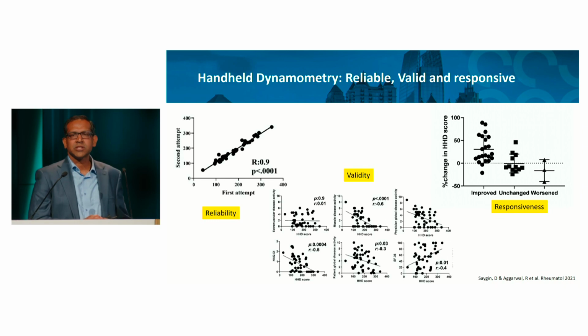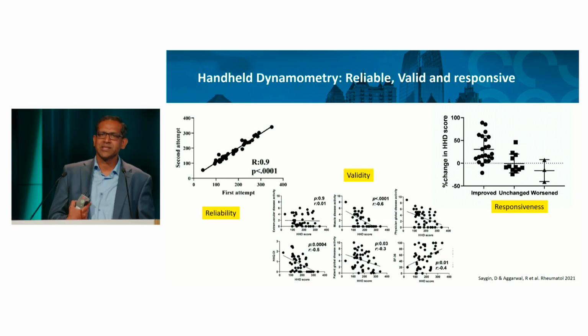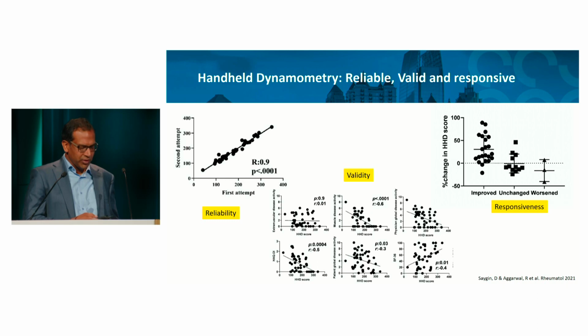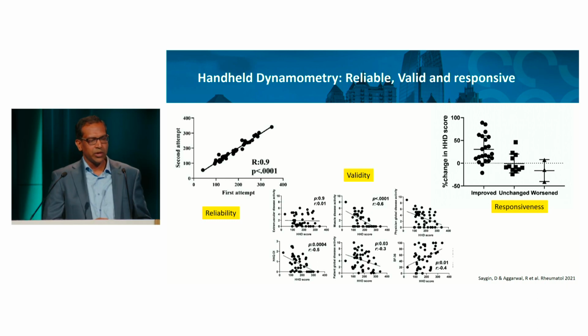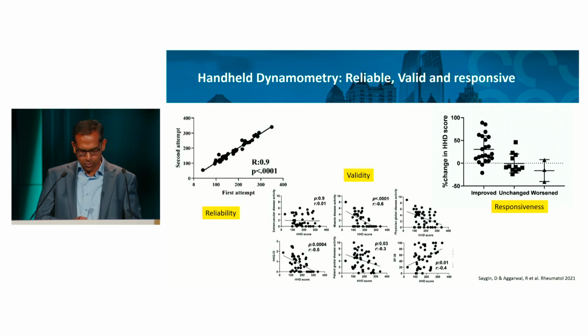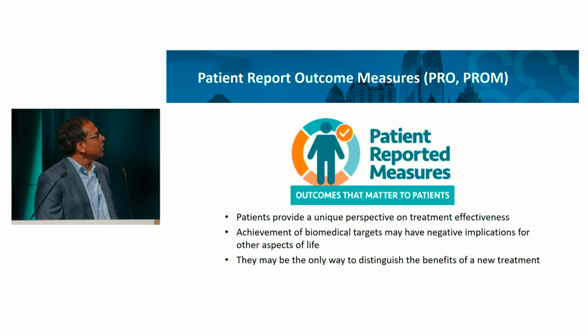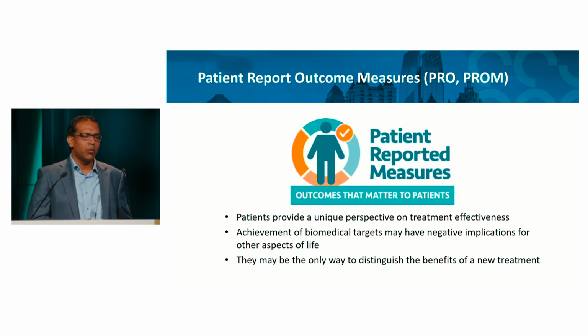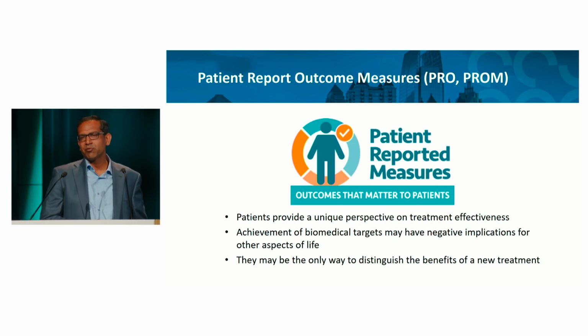Now think about this. I trained myself on YouTube and by talking to a few neurologists. Then I trained another colleague by my training, just in a matter of a day. And with that kind of training, the reliability was excellent. We had very good validity as well as responsiveness. And then also patient-reported outcome measures. We need to do better work in PROs. Obviously, they provide a unique perspective of treatment effectiveness that we, as doctors, can't tell.